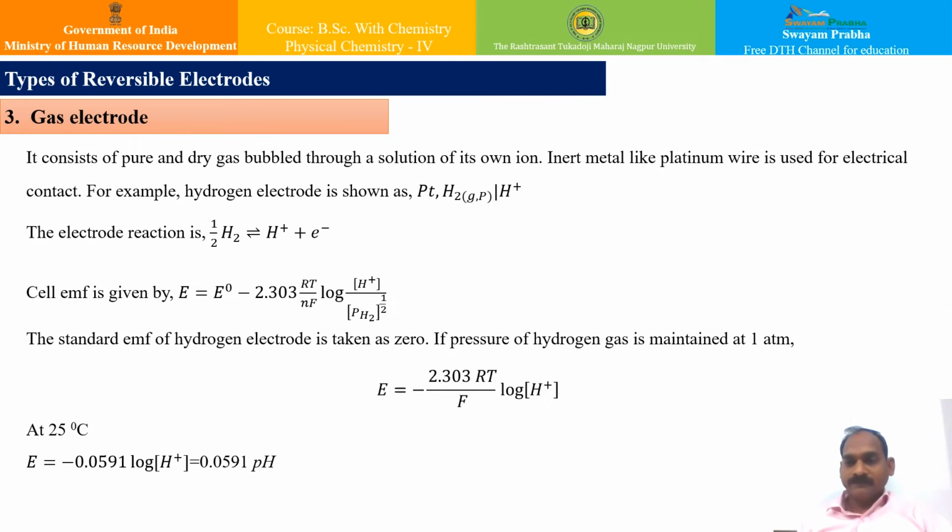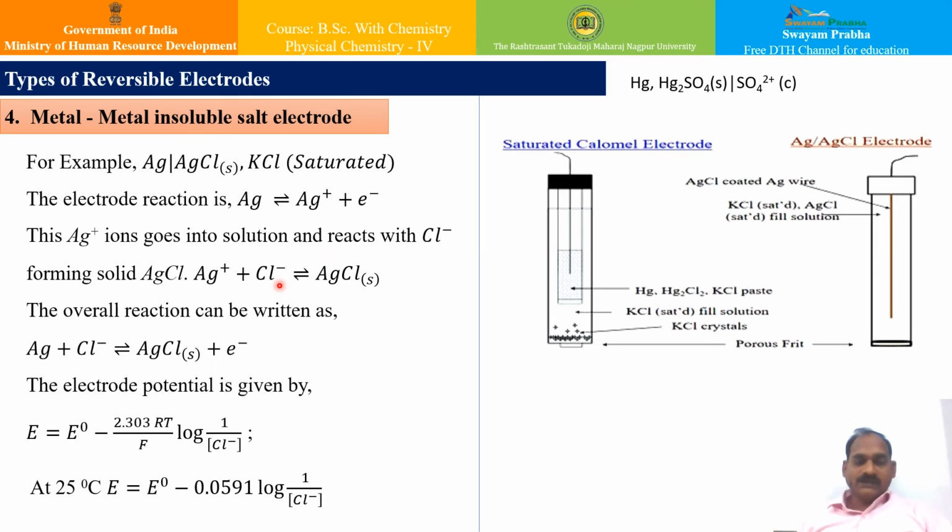Let us move ahead. Yes, this is another important concept. Now, the metal insoluble salt electrode. In this case, this type of electrode consists of a metal rod which is in contact with an insoluble salt of the metal and a second solution containing the anion of the salt. You can see here, containing the anion of the salt, isn't it? So this example has been taken.